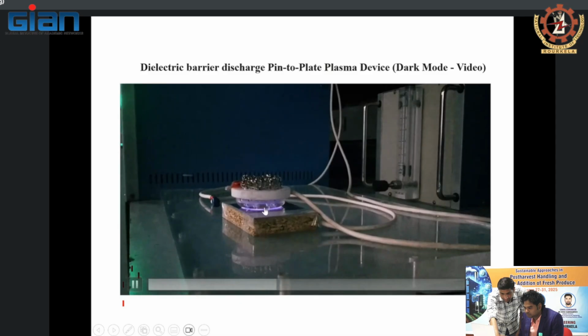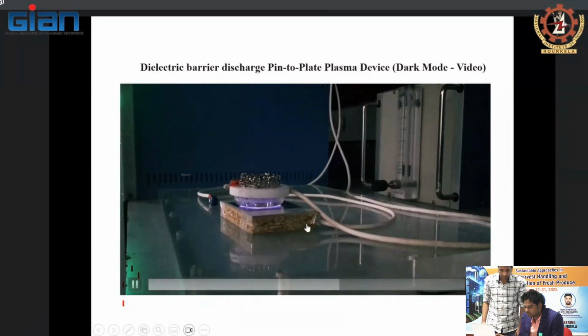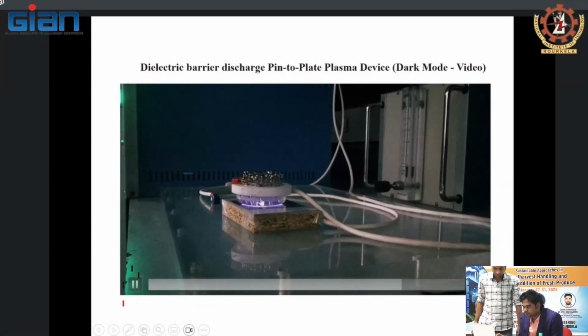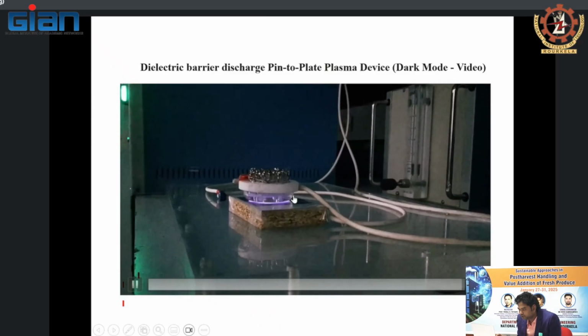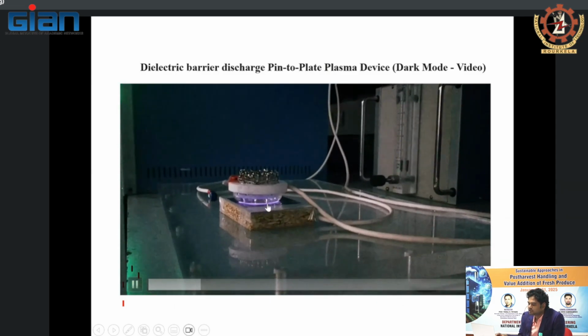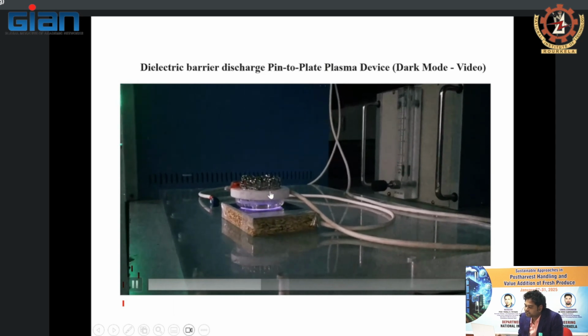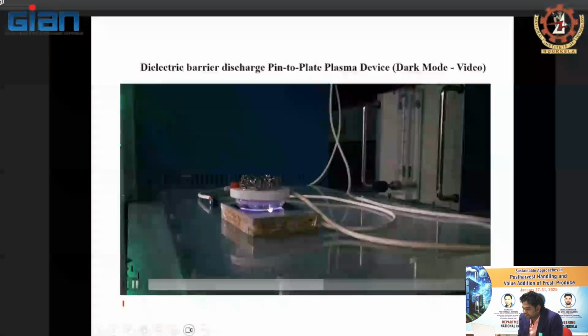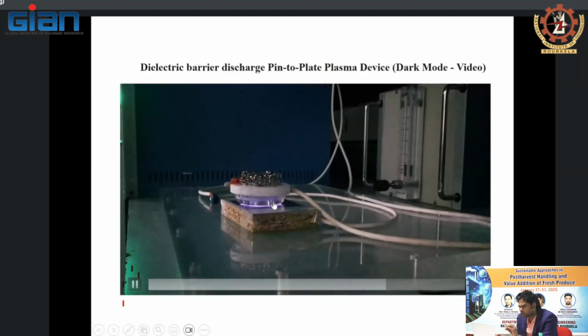So you can see we have a ground electrode plate, and there is a pin type electrode at the top. In between you can see the plasma generation. When this is a very closed space, you can see a plasma generated between these two electrodes.